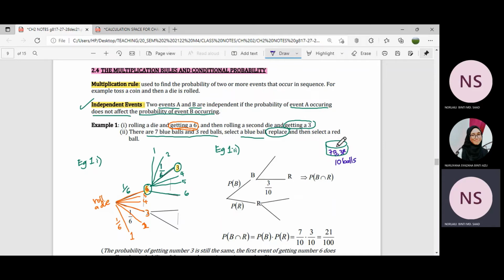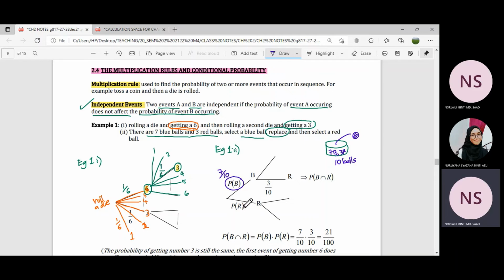So for the first selection of the ball, the probability of getting a blue ball is 7 over 10, because the total number of blue balls is 7. So the probability of getting a ball which is blue is 7 over 10.